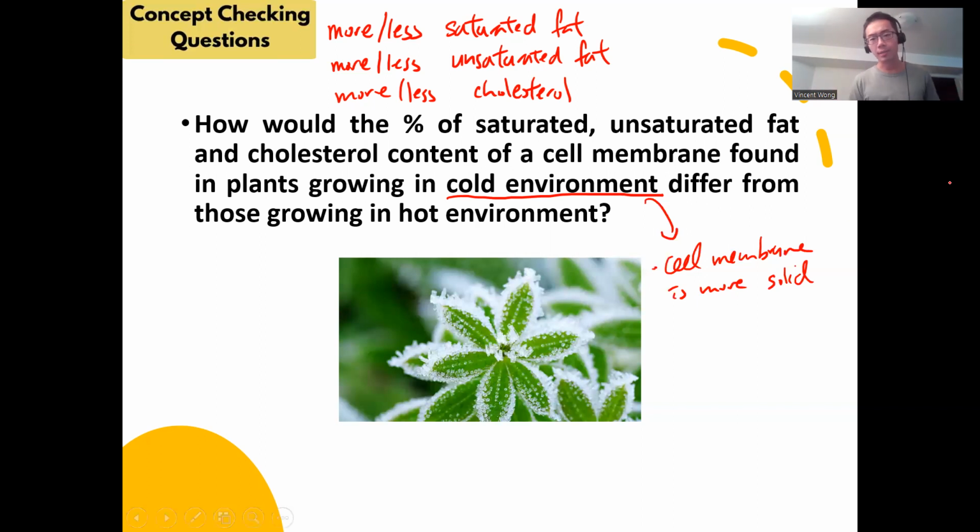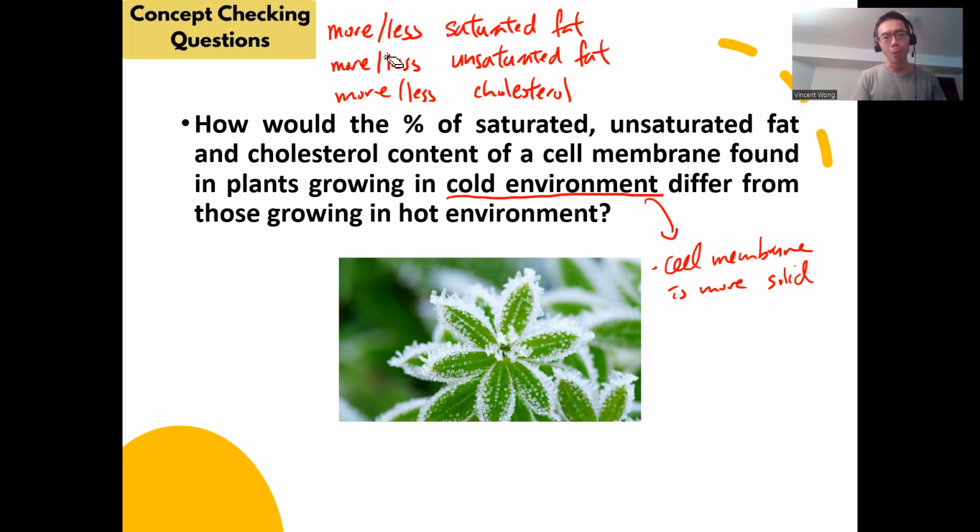So that is more solid. Now, we don't want the cell membrane to be completely solid, because if it is, nothing goes through. Which is why the modifications that are needed is going to make it more liquid, to counteract the cold environment. Let me say that one more time. The cold environment makes it more solid. I need to change the cell membrane to make it less solid in a cold environment. So how do I make it less solid?